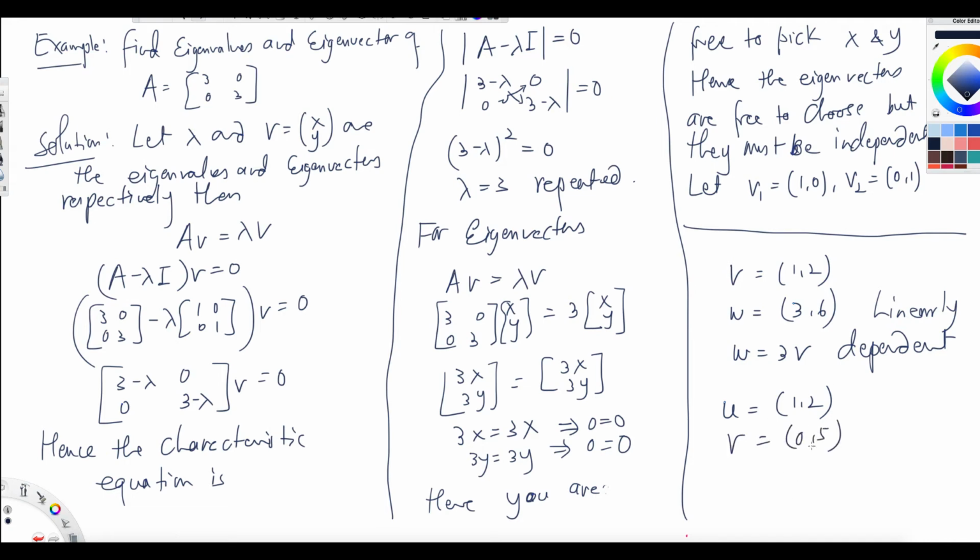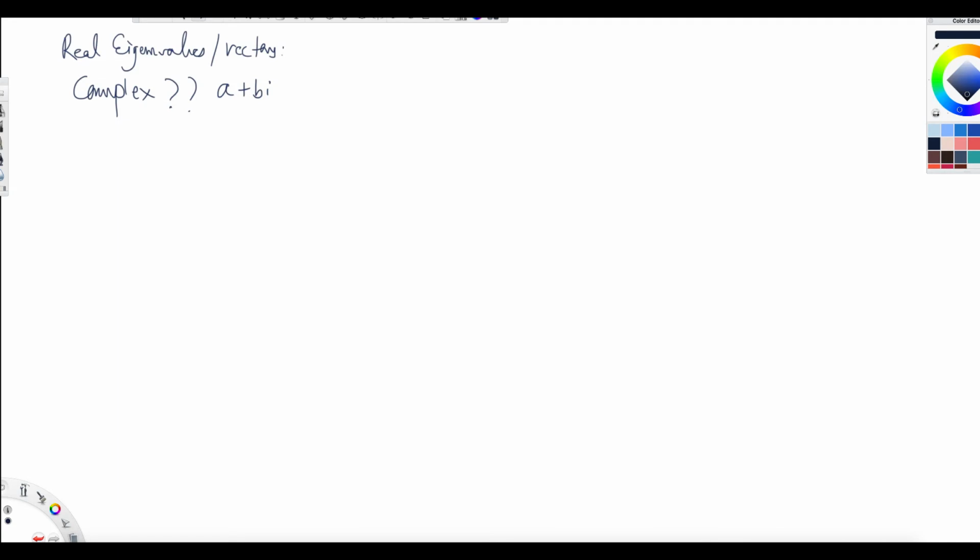They are linearly independent as well, because there is no way that you can write u as a multiple of v, because there is a 0 there, right? And there is no way that you can write v as a multiple of u, okay? So they are independent.